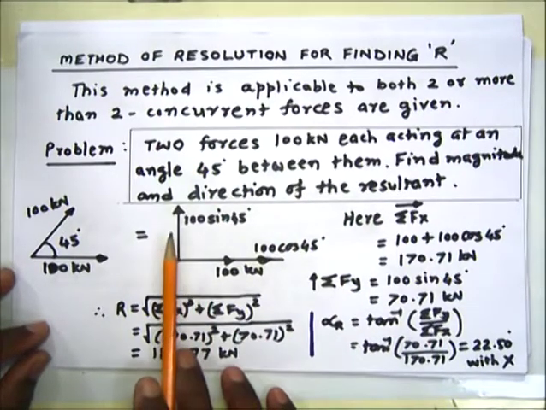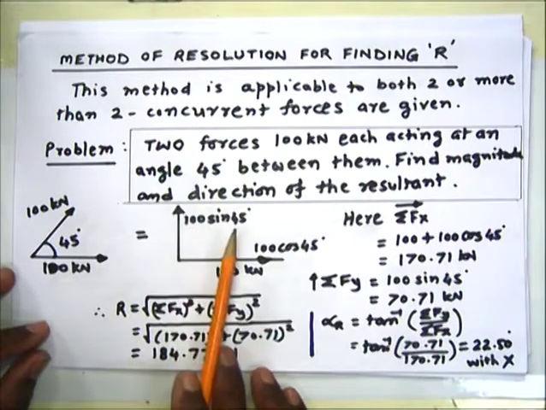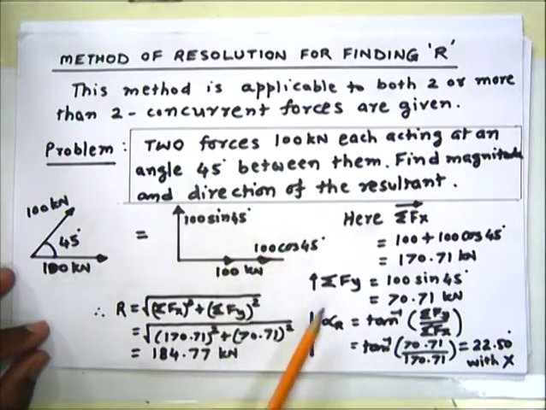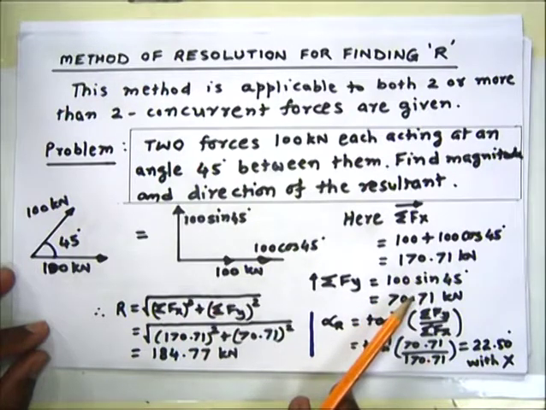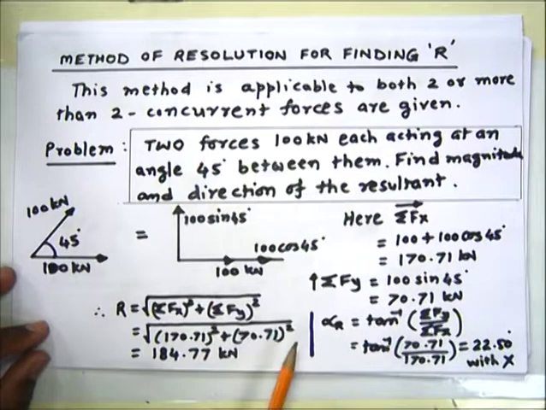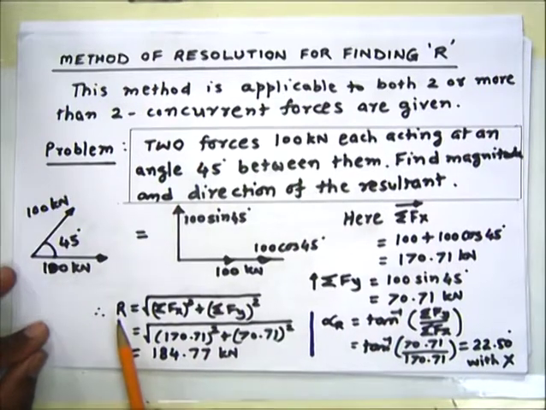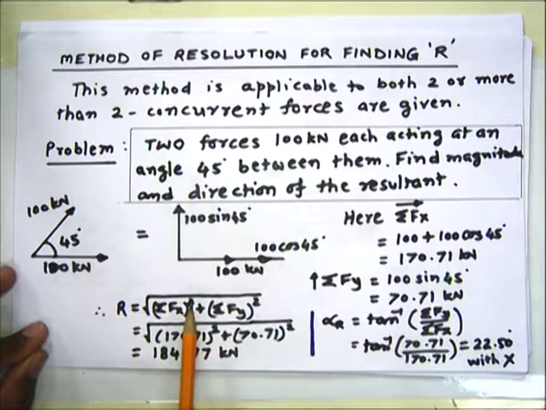Then sigma Fy, considering vertical upward sign as plus, here you can see in the y direction there is only one component, that is 100 sin 45, and it is also upward, so plus, and its value is 70.71.